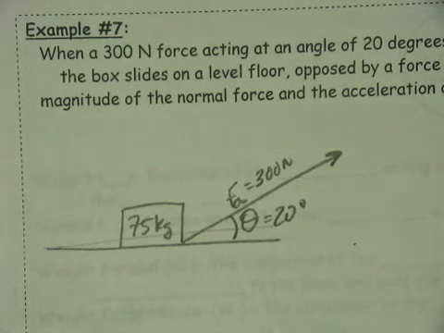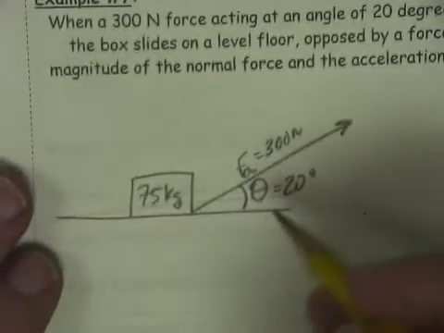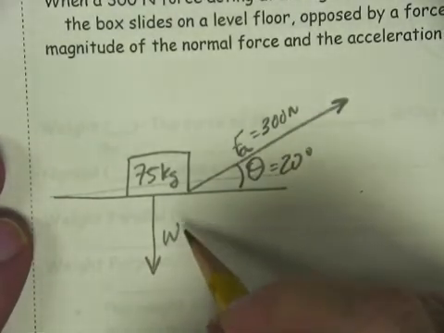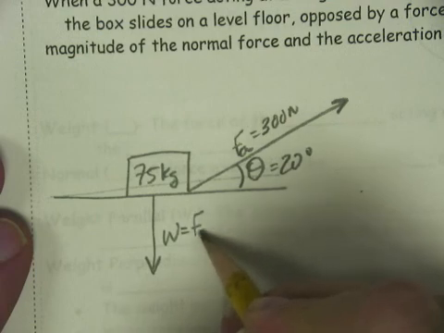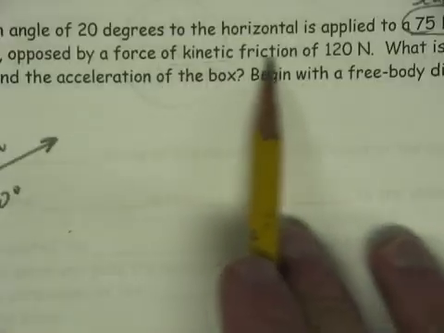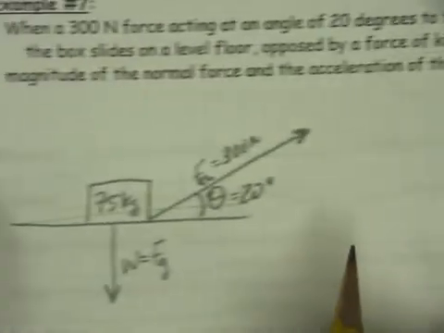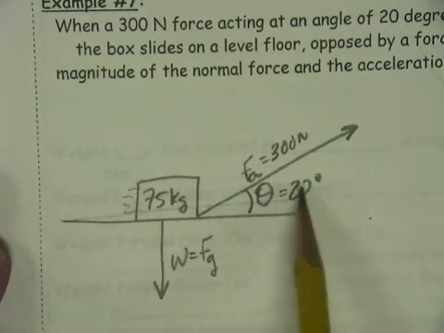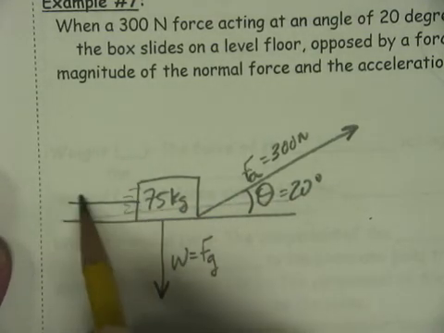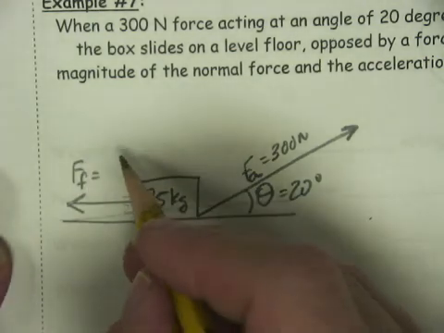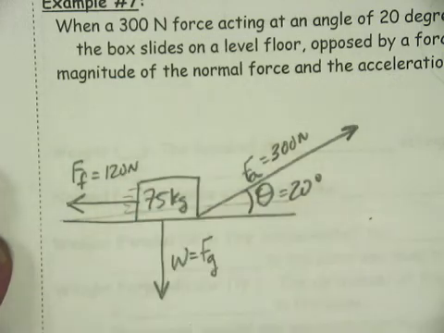All right, what's the next one? There's actually 3 other forces. The next force is weight. Gravity's pulling down on it, and there's weight. Sometimes we'll call that FG, the force of gravity. They also talked about friction, this kinetic friction, 120 newtons. Friction is always going to oppose motion. So if the object is moving to the right, friction is going to act to the left. So we're going to say Ff, friction, and they said it's 120 newtons.